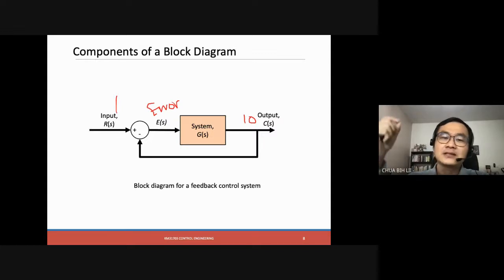We do a sensor and check it out: 10. When we minus it, we have minus 9. This is the difference between them, and we call this an error. The system now will put in 9 to do the correction, so that at the end of the day the output matches what we intend to input over there.